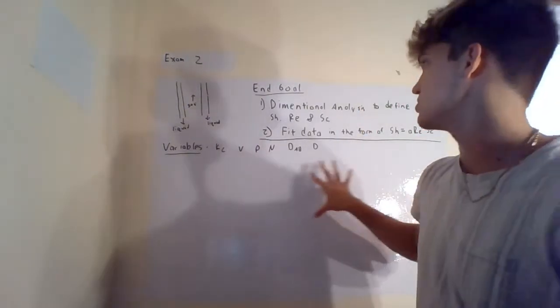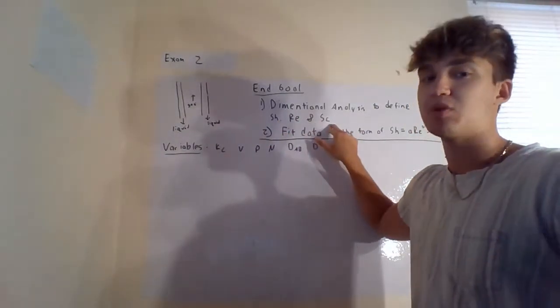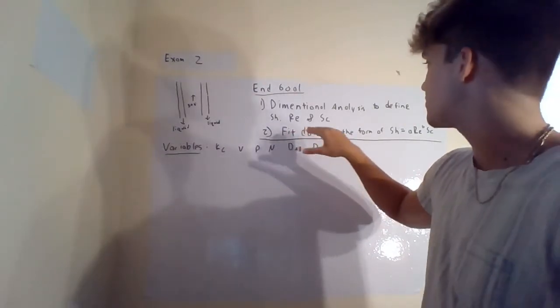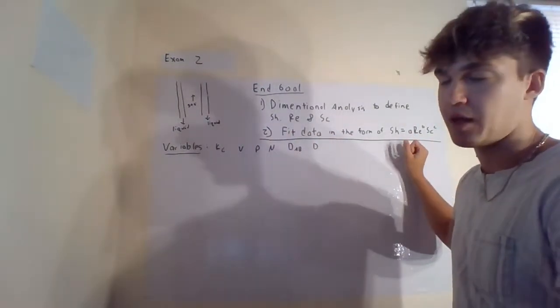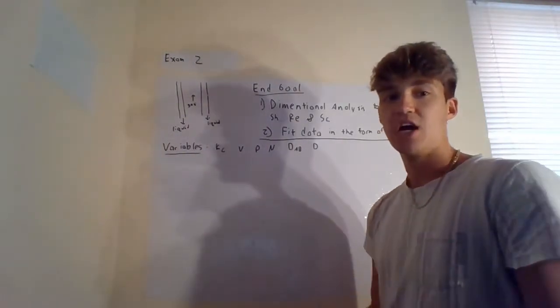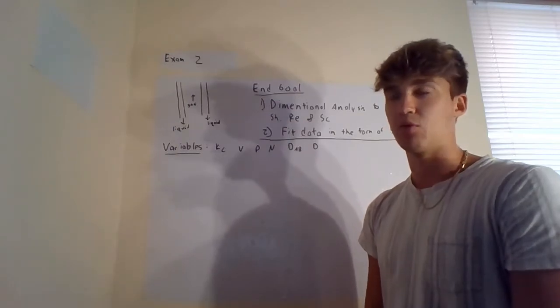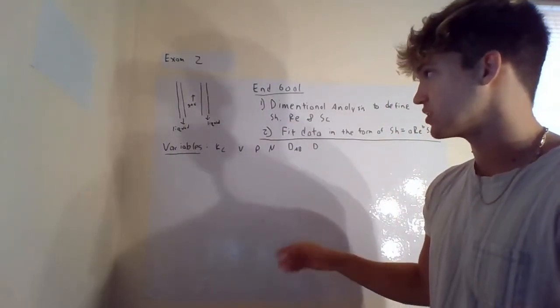So what we're going to do is some dimensional analysis in order to define these three dimensionless groups. These dimensionless groups will later be used to fit data in the form of this equation here. We're going to plot that in Python, and after we plot it, we'll have a nice little interactive graph that we can mess with, which will be a lot easier to visualize than 6 dimensions and some crazy stuff.